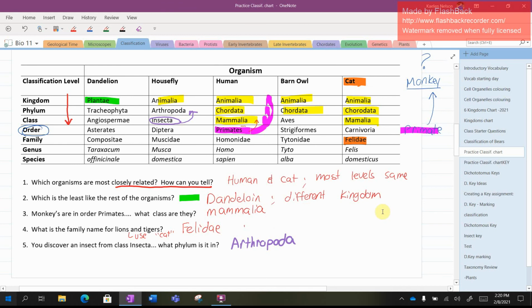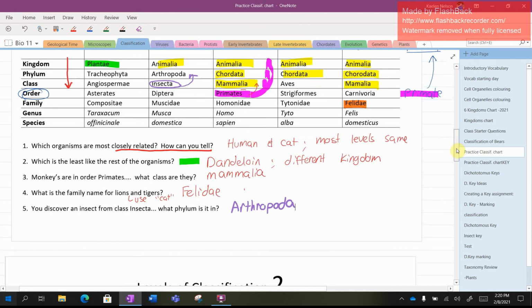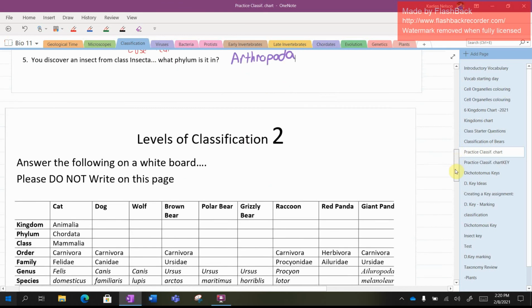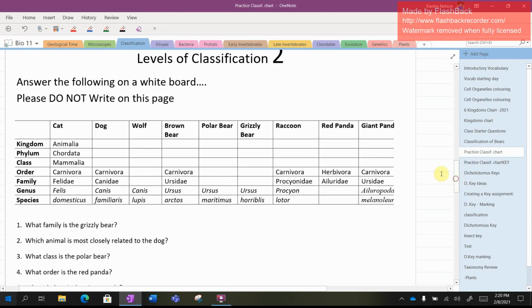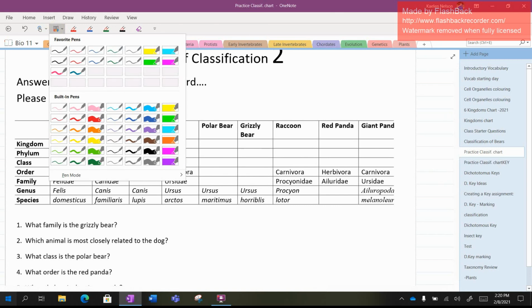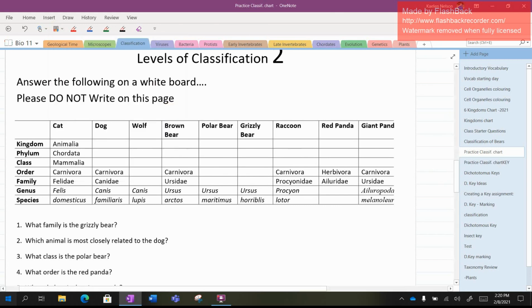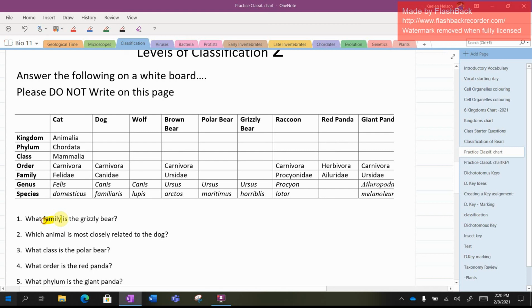Okay, now you can turn over to class levels of classification 2, which is on the back of your chart. On this one, you can see that I have not filled in some of the information, and in order for you to answer this, you're going to have to compare it to ones that are similar. So, what family is the grizzly bear?